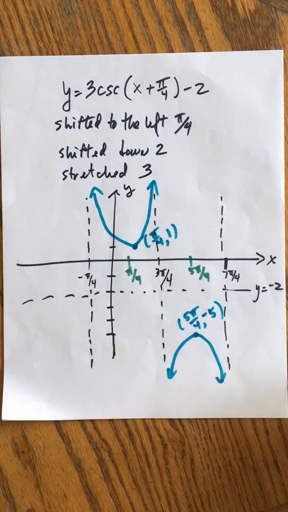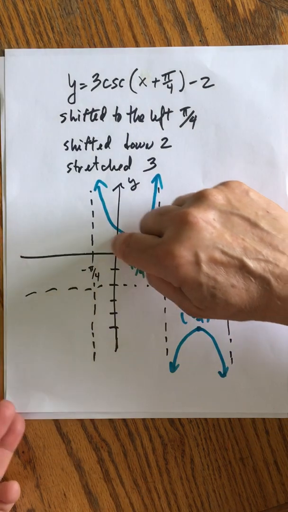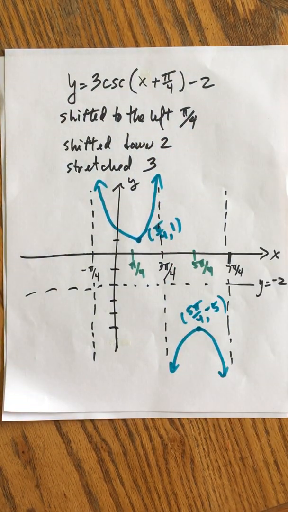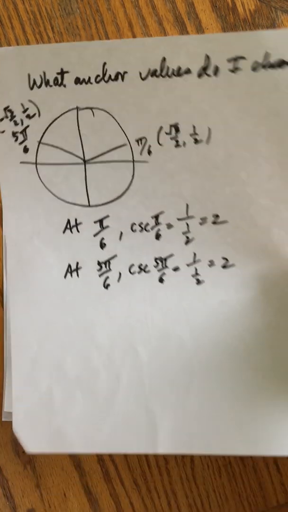Okay. And that's really enough for being able to match this to something like a multiple choice or something like that. So that's plenty enough. But if you need to go further and you're like, well, no, I need to really know just how wide or how narrow the U's are, well, that's when I choose anchor values for x.